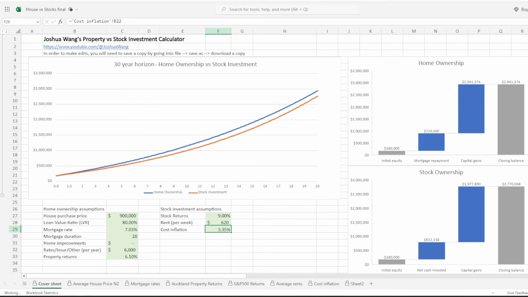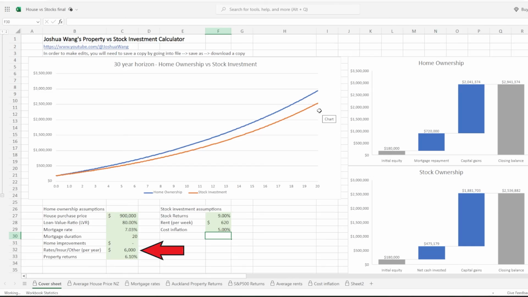Another interesting one to do is if I increase cost inflation to say 5%, you're actually slightly worse off investing in stocks. The reason being is because when you invest in stocks and not buy a house, you have to pay rent, and rent increases with inflation over time. So high inflation equals higher rents over time. But if you are buying a house, you only pay back your mortgage repayment amount, and that amount is fixed over that 30-year period, so it's not impacted by inflation. Your rates, insurance, and other expenses are increasing with inflation, but those numbers are much smaller than how much you would have to pay if you had to pay rent. So that's why the stock investment outcome is lowered because of higher cost inflation.